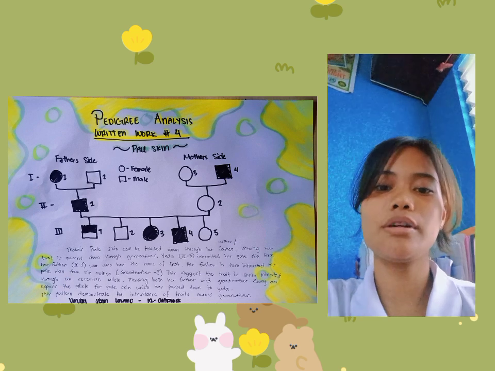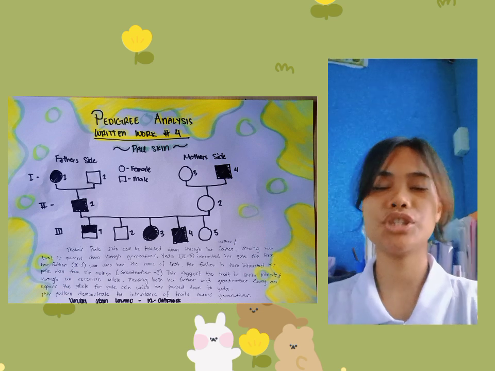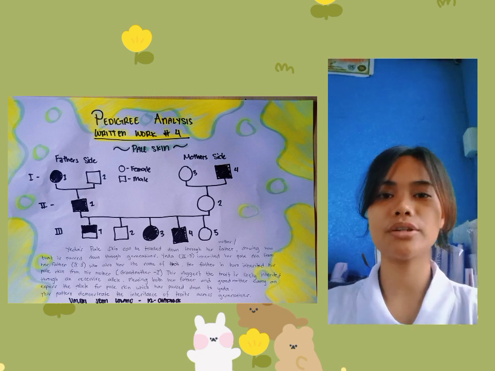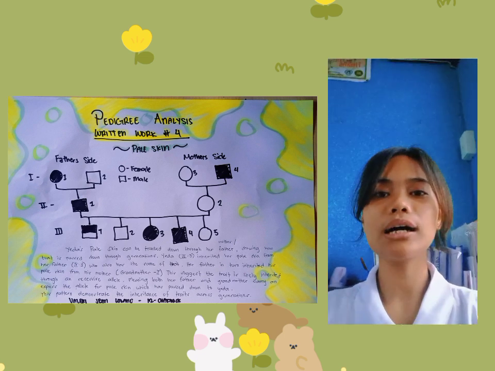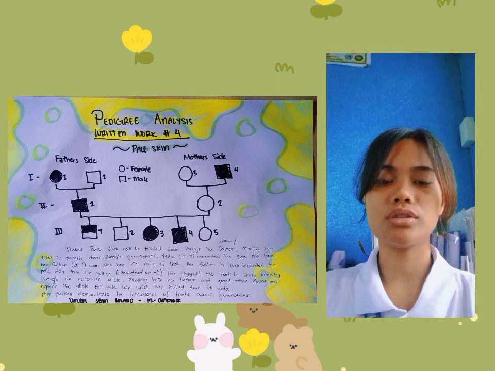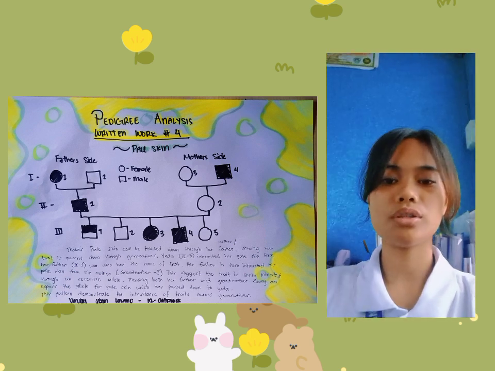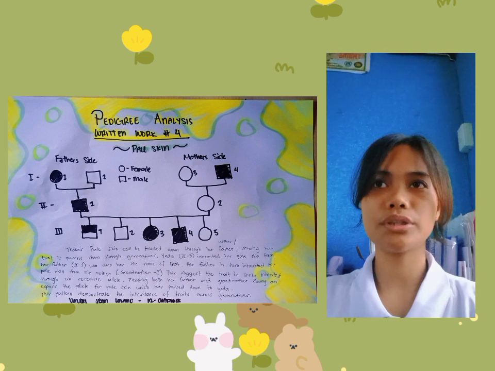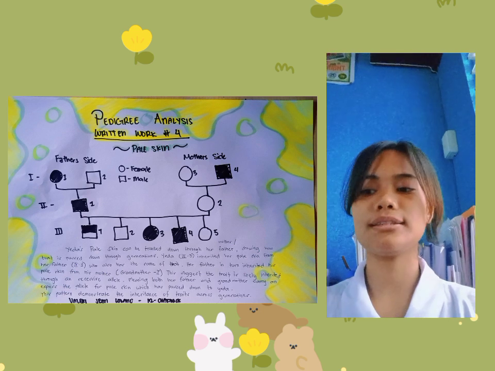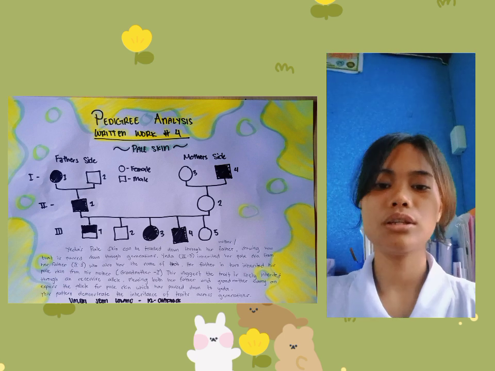homozygous recessive. Next is Yada, and she has pale skin, which means that she is either homozygous dominant or heterozygous recessive. Then the fourth child also has the same characteristics, and he is also homozygous dominant or heterozygous recessive. Then last is the fifth child.